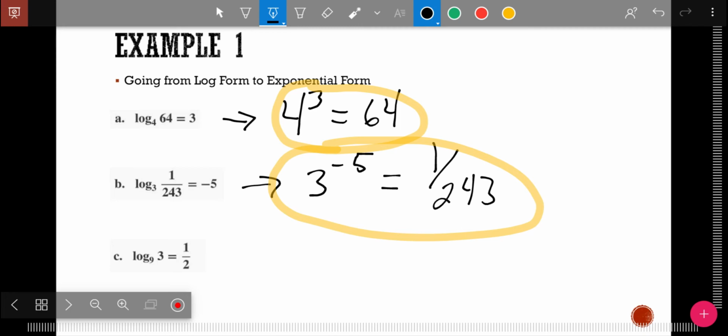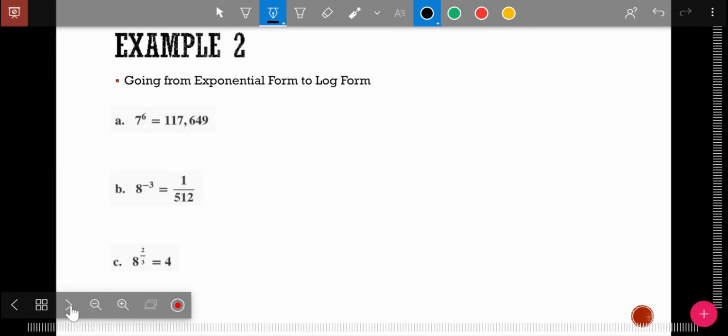Hopefully you were able to try that. Hopefully you successfully found the answer. It was base 9 to the 1/2 power equals 3. Right? So hopefully you're understanding how to switch the form from log form to exponential form. And all we're going to do on the next set of problems is the reverse of this.